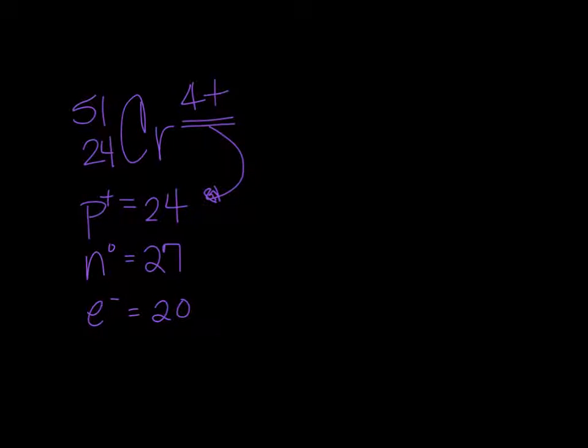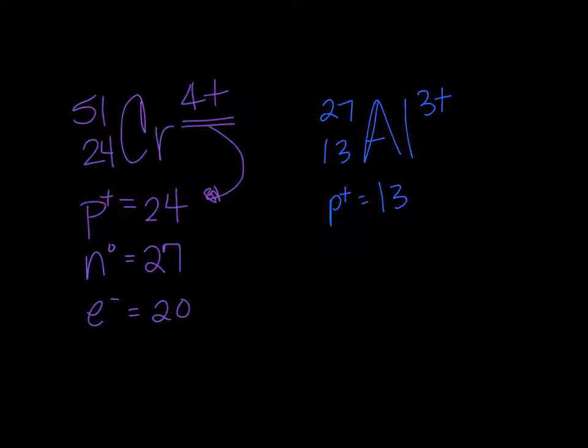Let's do aluminum, 3+. And so this one, the number of protons is going to be 13. The number of neutrons is going to be 14, because we're going to subtract 13 from 27. And then the number of electrons is going to be 10. And so when you compare these two to each other, this one has 3 extra positives compared to the electrons.